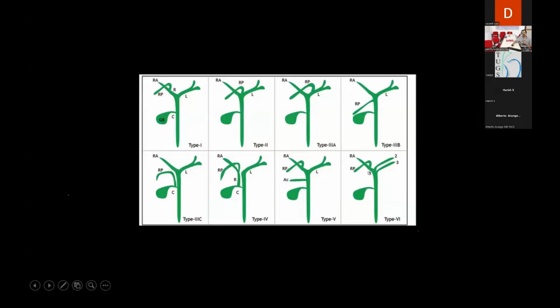Some of these variations can lead to injuries during surgery. For example, the posterior sector joining the cystic duct. During laparoscopic cholecystectomy, you may accidentally injure the posterior sectoral duct, especially because of the perception, the heuristic. You imagine that this is because of inflammation and all that. You imagine that this is the cystic duct, and then you clip it.